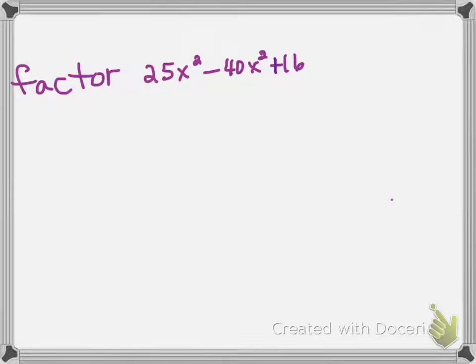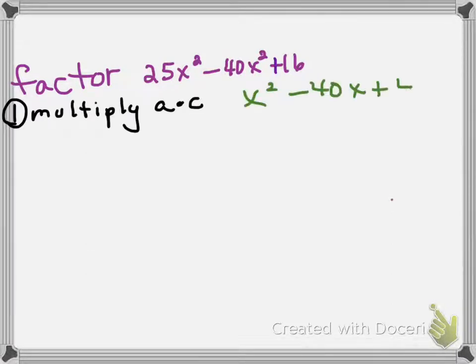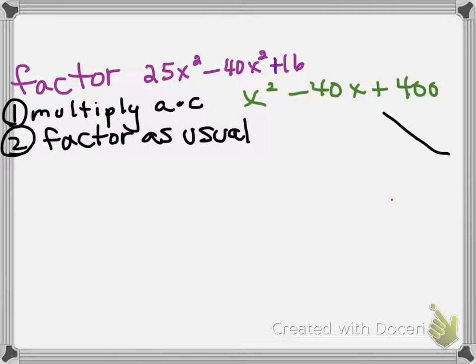In this example, we're going to use the slide and divide method to factor this perfect square trinomial. The first step is that we're going to multiply a times c, and that will give us x squared minus 40x plus 400. Then we're going to factor as usual.